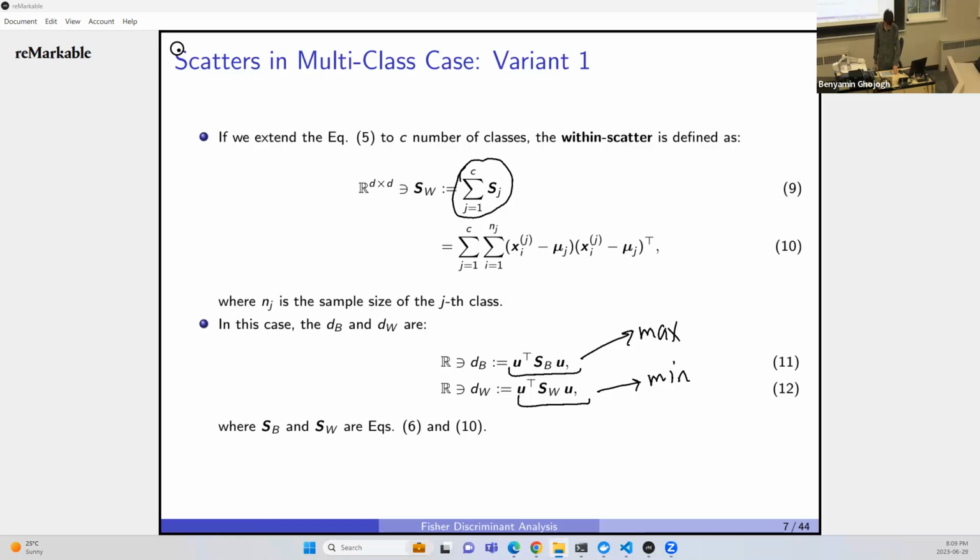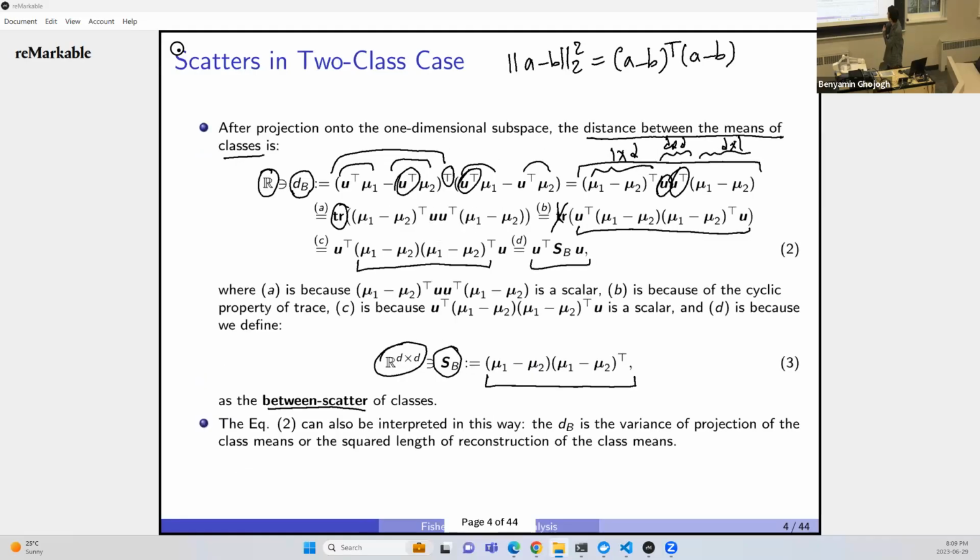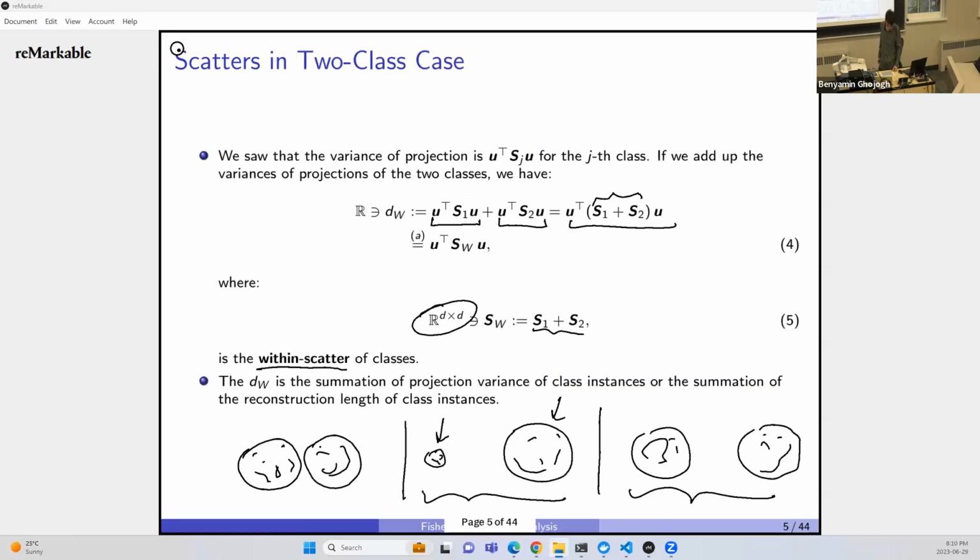So dB was this. Do you remember? In question 2, we just proved that. And what was that? The covariance of the projected means. Also, dW, you can see it as the summation of covariances after projection, of the samples of the classes.